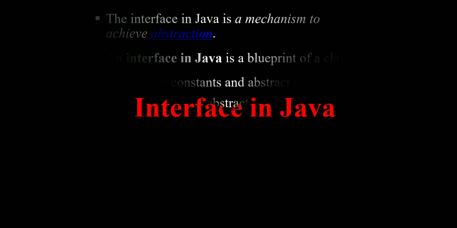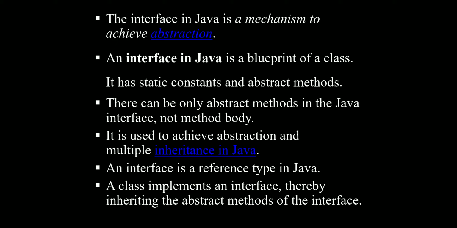Interface is nothing but the multiple inheritance concept. Now see what is an interface, how we can access an interface, how we can define and declare an interface, and how the interface concept is useful for our programming. Let us see. First, an interface is a mechanism to achieve abstraction.